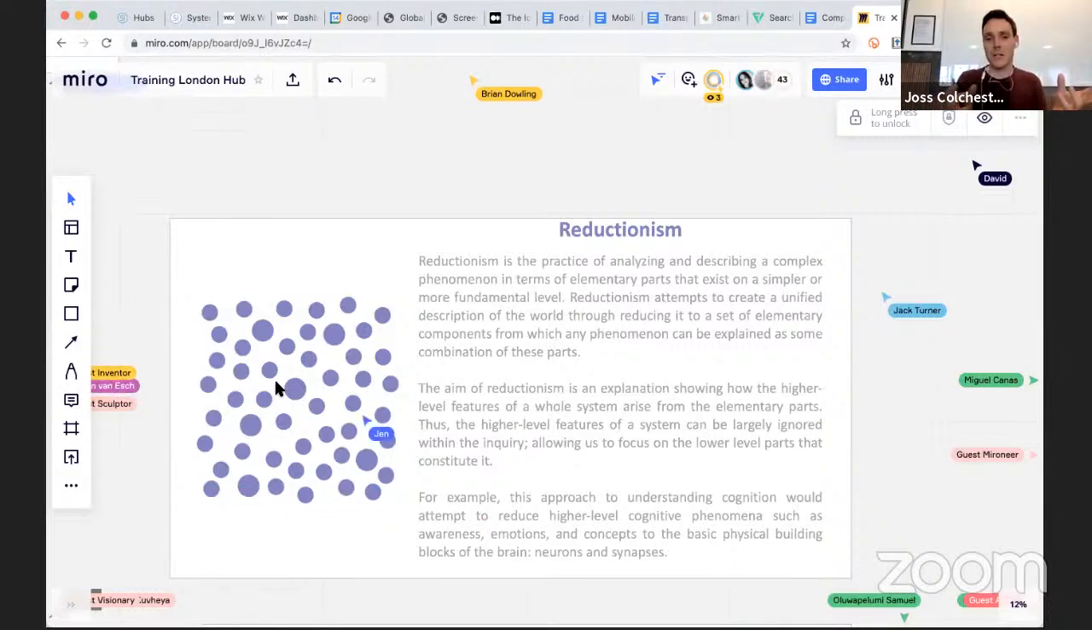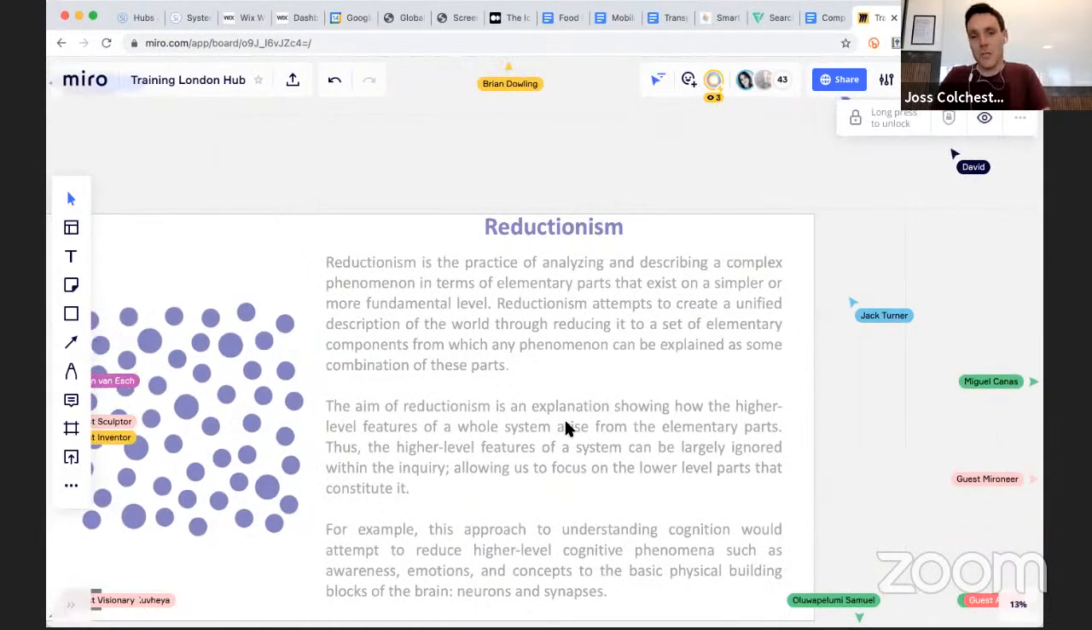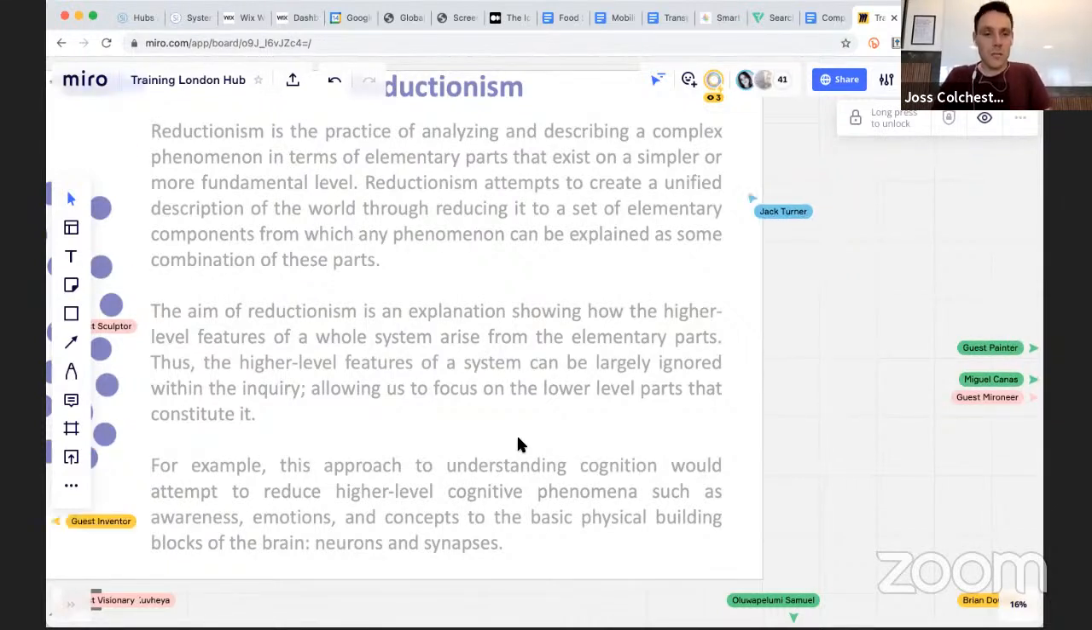And when you break it apart, it's not going to have those whole system properties that we call emergence, emergent features and so forth. So reductionism attempts to describe a unified description of the world by reducing it to a set of elementary components, through which any phenomena can be explained as some summation, some kind of linear combination of those parts. So the higher level features of the system can be largely ignored within this inquiry. That's the premise, allowing us to focus on the lower level parts that constitute it.